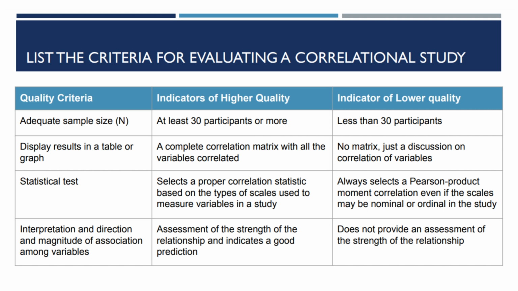Making sure that the statistical test that is chosen is measurable and it's based on a reliable and valid inventory or measurement, and interpretation and direction and magnitude of association among variables, so that we can assess the strength of the relationship and if it indicates a good prediction.